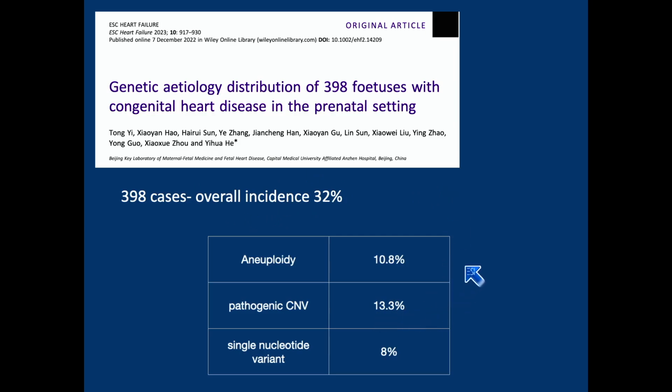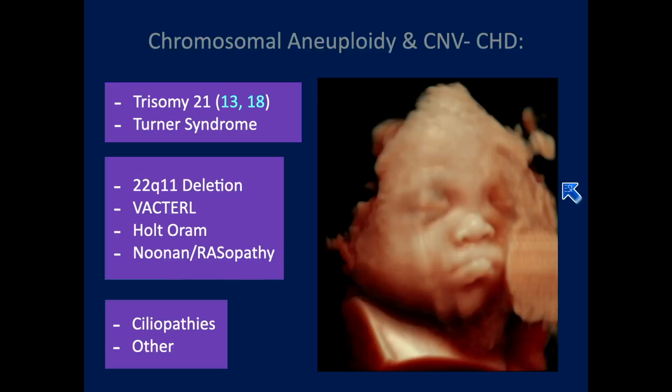13.5% due to a pathogenic copy number variant on array, but another full 8% were abnormal based on a single nucleotide variant, so something that you would only pick up on exome or genome. So as we incrementally increase the resolution of our testing, we're going to start to find that the genetic underpinnings of this are far stronger than we appreciated.